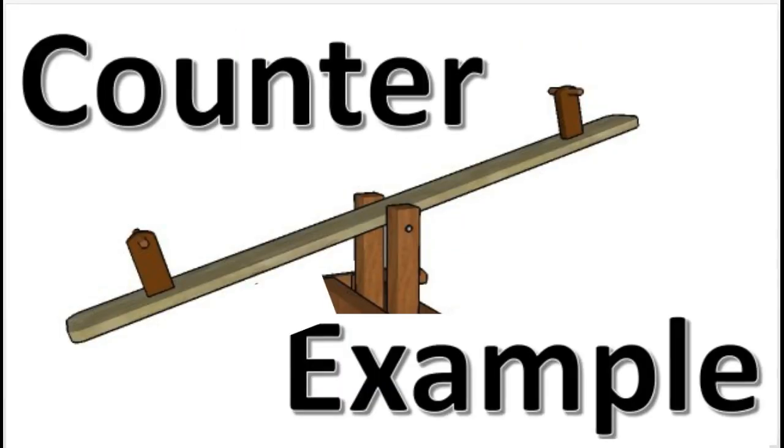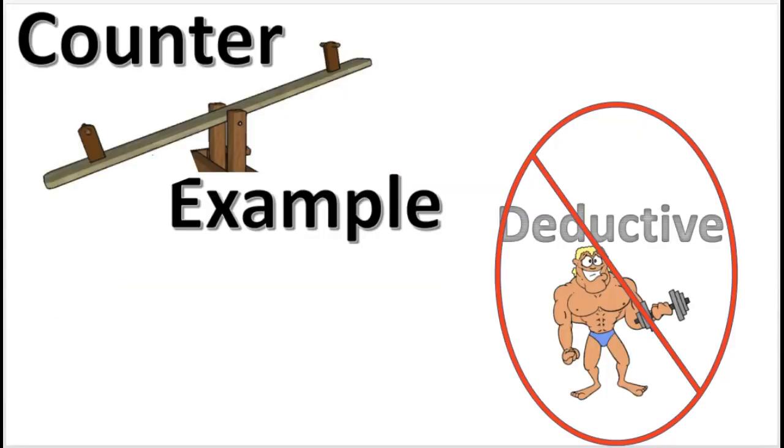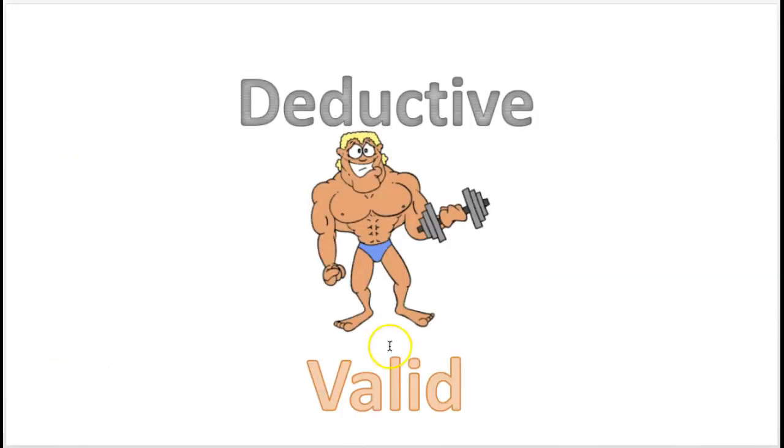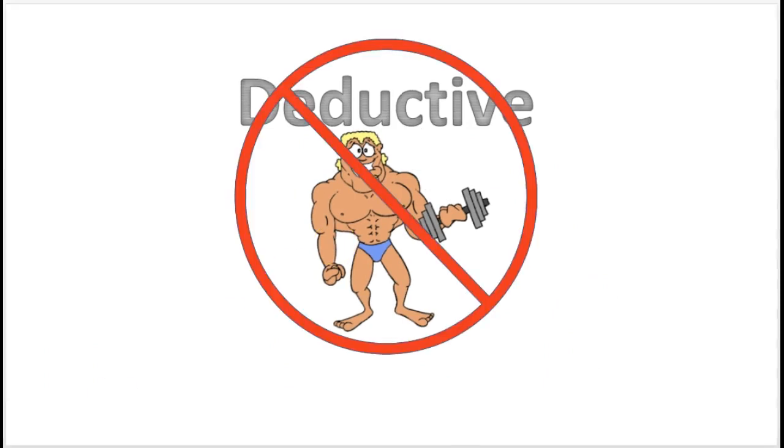And welcome to the counterexample. Once you get this down, it's just going to be dynamite in your toolbox. Now, as I've said before, this counterexample only works for deductive arguments to prove it's invalid. It cannot be used to prove that the argument is valid, but it can be used to prove that it's invalid.